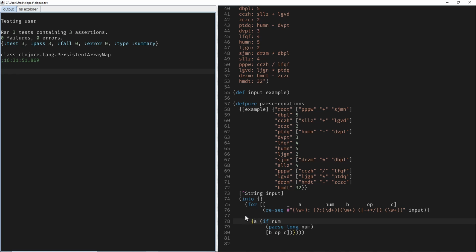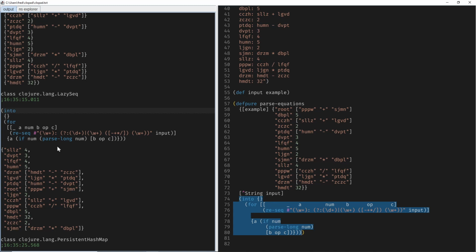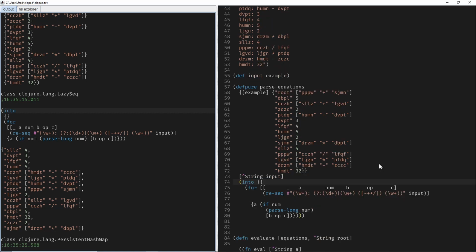And the for comprehension gives us a sequence of those maps that will look like this. So a sequence of singleton maps with only a single entry. And then here we put that into one. We combine all those singleton maps into one map. And then that looks like this. Okay, so we should be able to work with this.